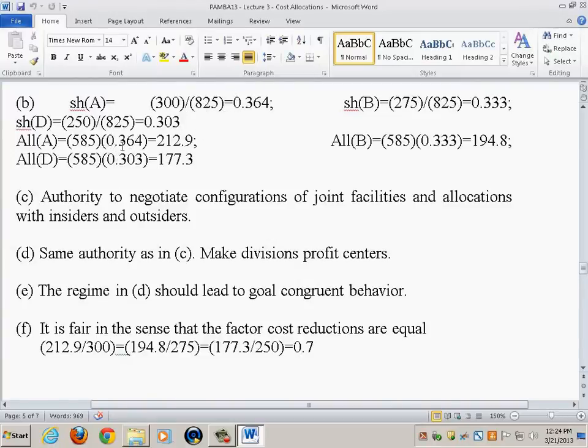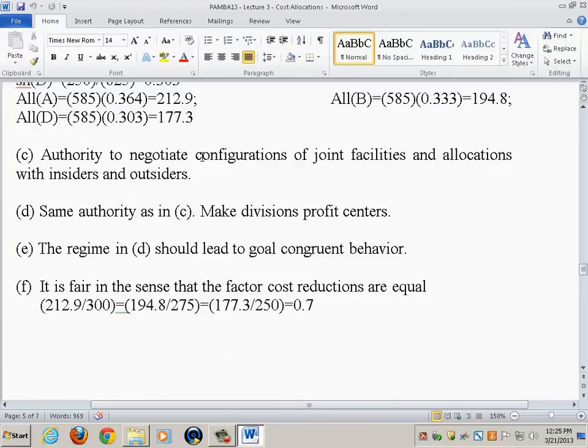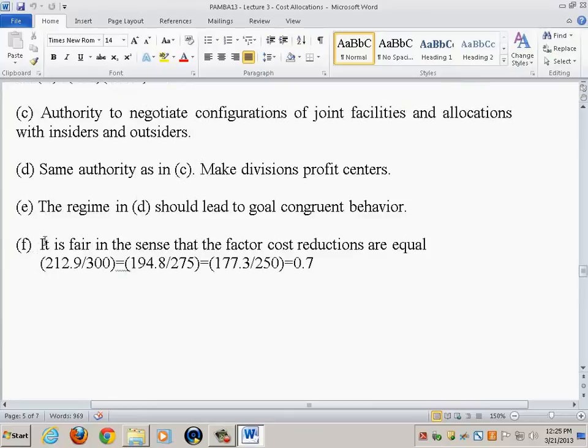So you apply the A share, you get an allocation to A of 212.9, and you get the allocation to B of 194.8, and you get the allocation to D of 177.3. Let's go to F for a moment to justify that.